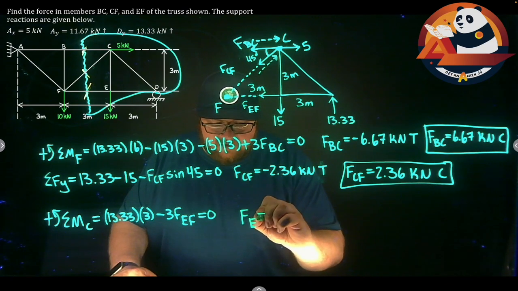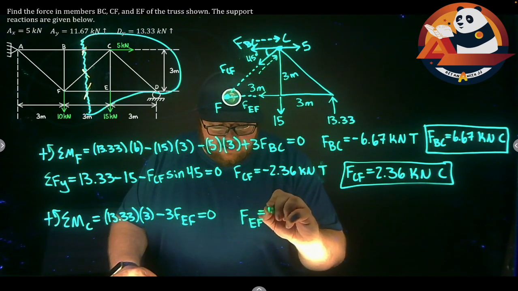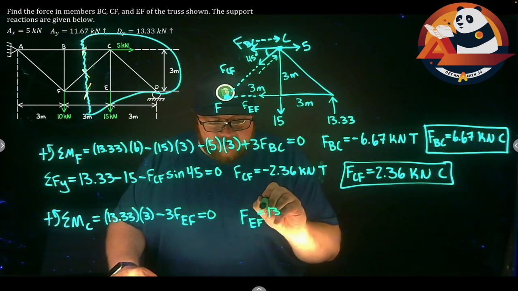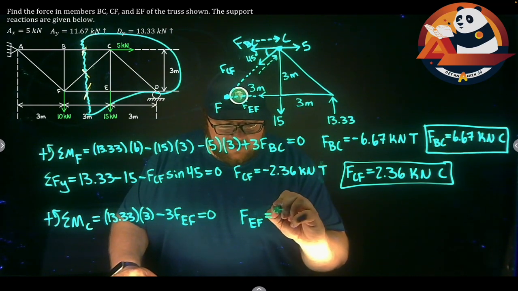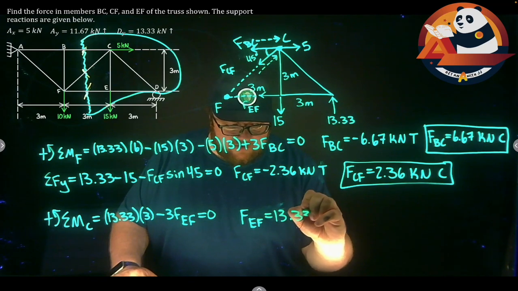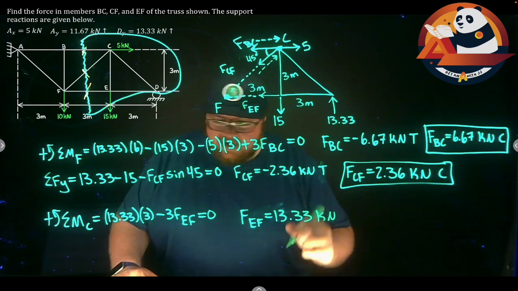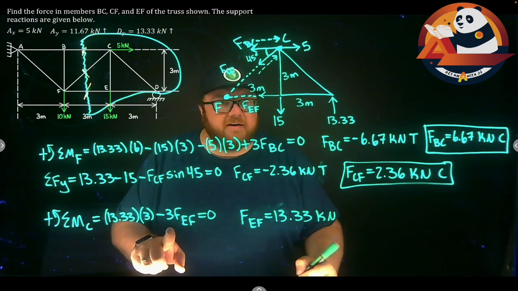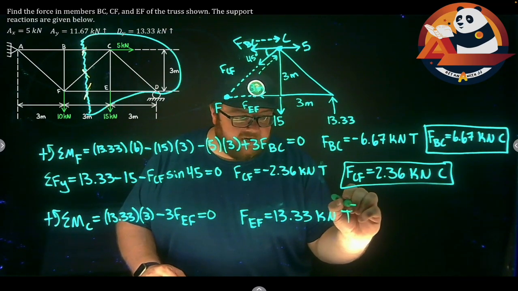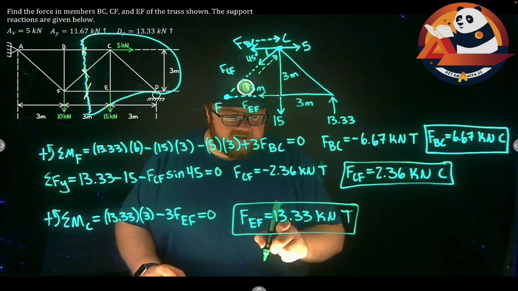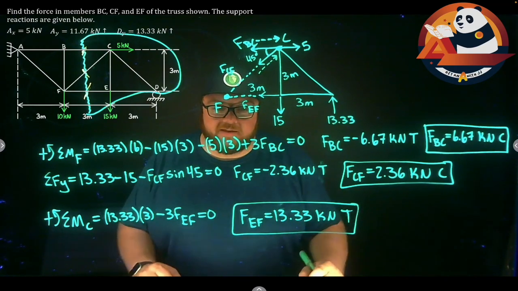FEF equals 13.33. I'm going to line that up better. Equals 13.33 kilonewtons. And we're getting a positive number out here. We assume tension always to start out, so we'll put a T on this one. In tension. Getting our answer still as a positive with T or C reported in there.